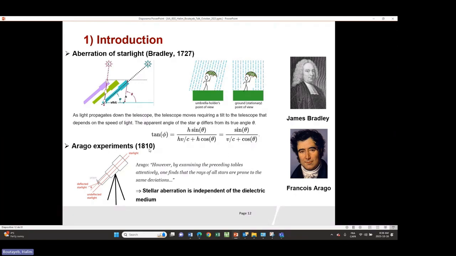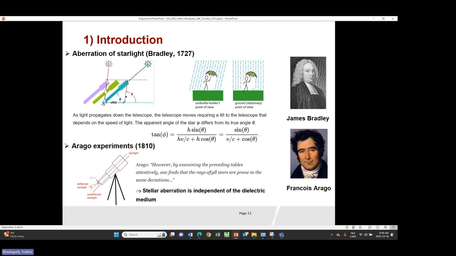In 1810, François Arago, you see the photo here, is a French scientist. He used a prism. A prism has a certain dielectric constant, so he was expecting to have a change in the angle phi. If you see the formula here, for example, instead of having C, you will have C over N when the wave propagates inside the dielectric. So he was expecting to see some effect in the stellar aberration. However, he didn't see any effect. He always found the same formula.